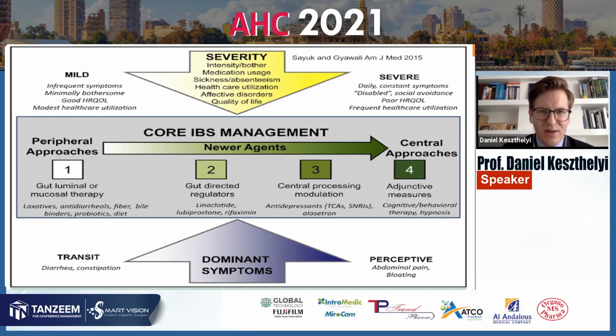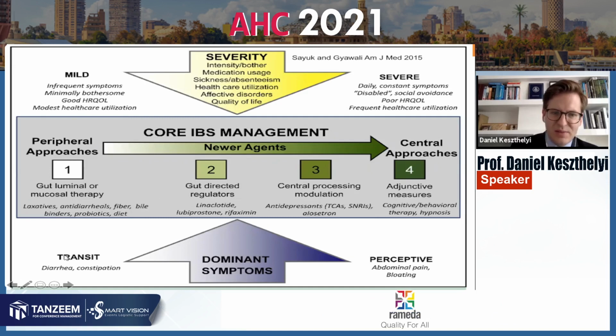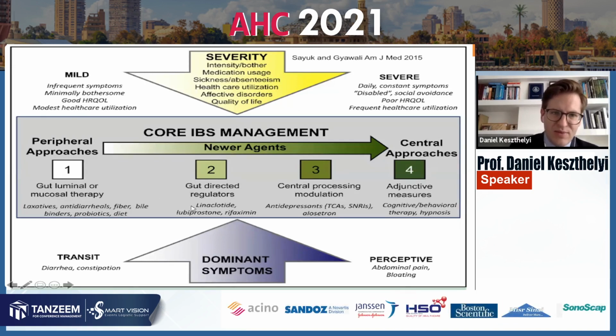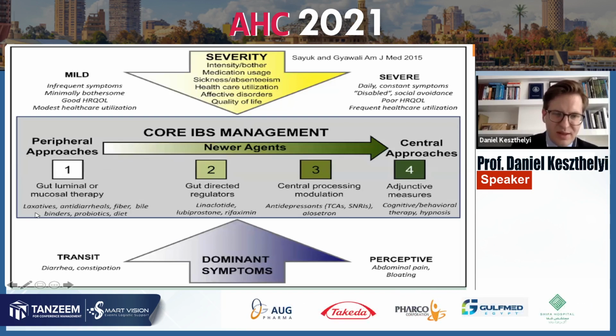And what you can see here is this is a diagram that divides the symptoms into mild versus severe, and transit type symptoms like diarrhea and constipation, and more perceptive type symptoms like abdominal pain and bloating. And what you can see here is that peripheral approaches are generally more suitable for symptoms that are more transit related, so diarrhea and constipation, so think laxatives or antidiarrheals.